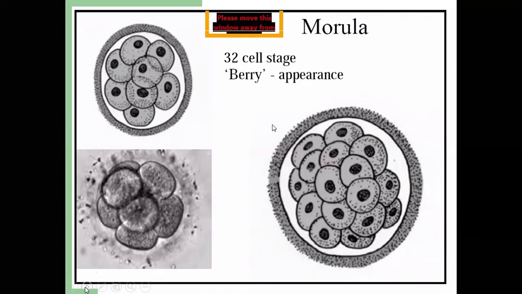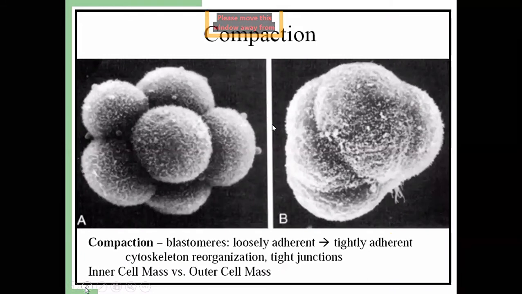Now, in this next slide, the morula is in the 32-cell stage, with the berry appearance. So it's not at 8-cell, but 32-cell stage. And after that, it becomes a compacted cell, okay? Compaction of blastomeres is when the loosely adherent cells become tightly bound, okay? Next slide.